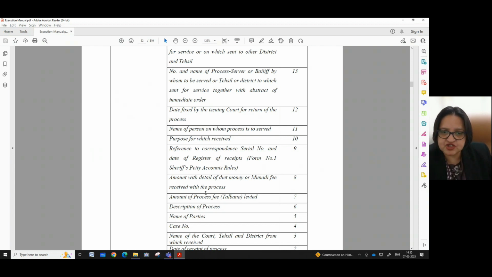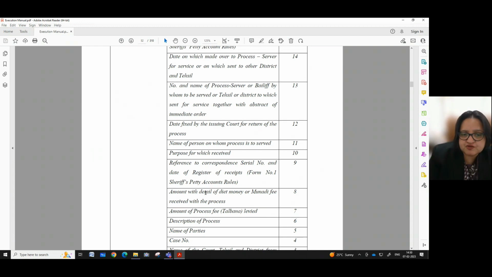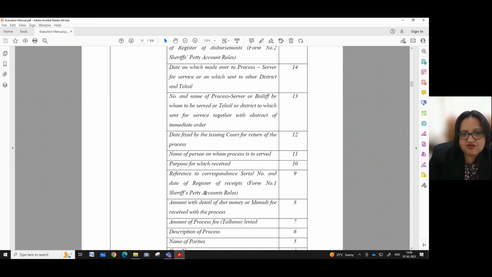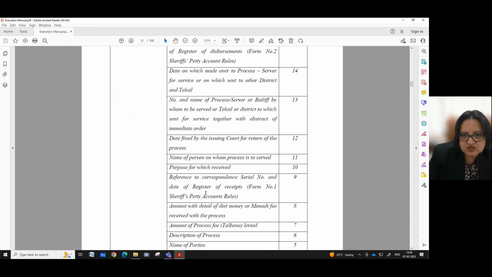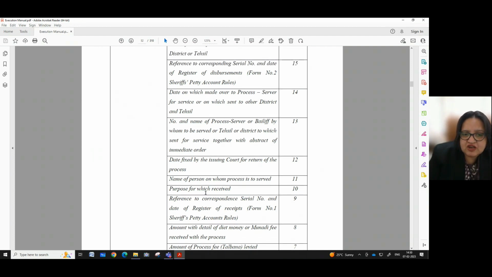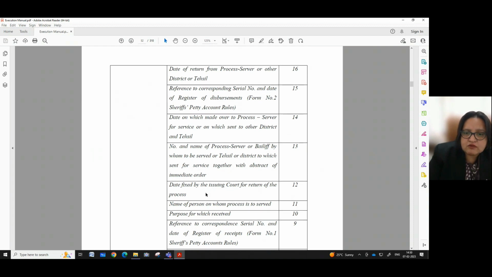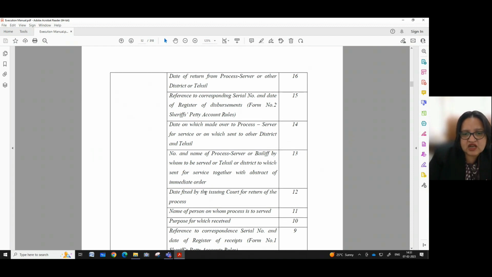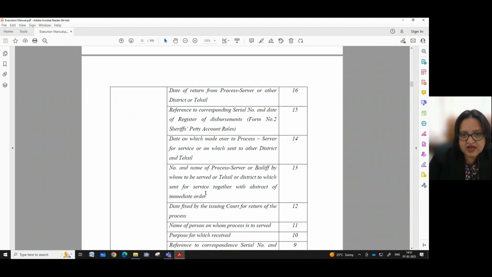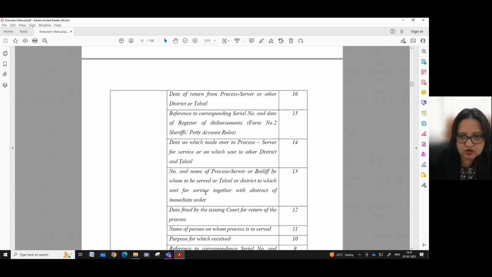Column number 9 is the reference to correspondence serial number and date of the register of receipts, form number 1, sheriff petty account rules. Column number 10 is the purpose for which received. Column number 11 is the name of the person on whom the process is to be served. Column number 12 is the date fixed by the issuing court for return of the process. Column number 13 is the number and name of the process server or bailiff by whom to be served, or tehsil or district to which sent for service, together with abstract of immediate order.